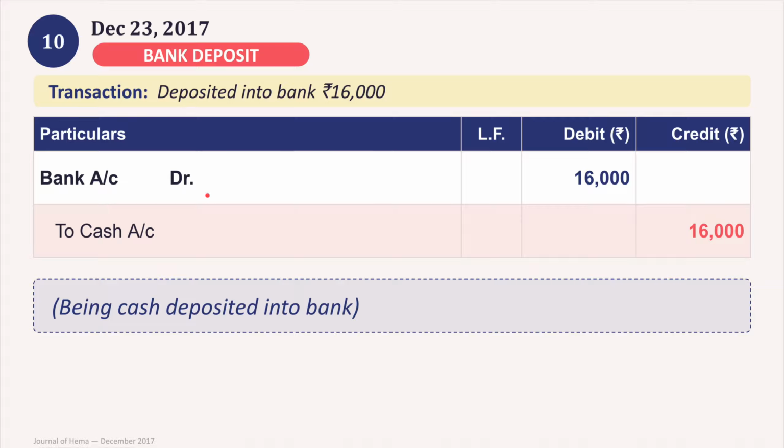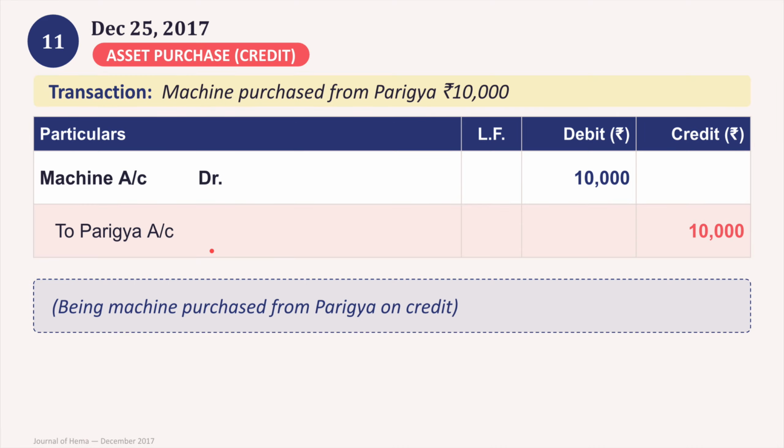So bank will be debited to cash account. My cash balance will decrease. So we will credit that. So 16,000 in the debit column and 16,000 in the credit column, being cash deposited into bank. Bank account debtor to cash account will be the journal entry.